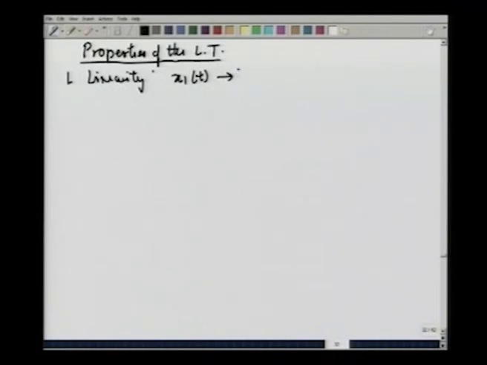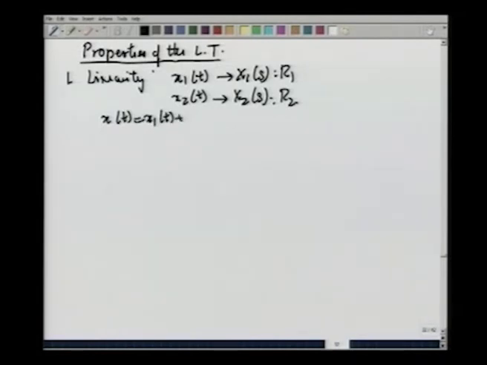is pretty obvious. It simply says that if you have x1t going to x1s, x2t going to x2s, this with an ROC R1 and this with an ROC R2, then xt equals x1t plus x2t will go to xs equal to x1s plus x2s, that normally should have an ROC that's equal to R1 intersection R2.